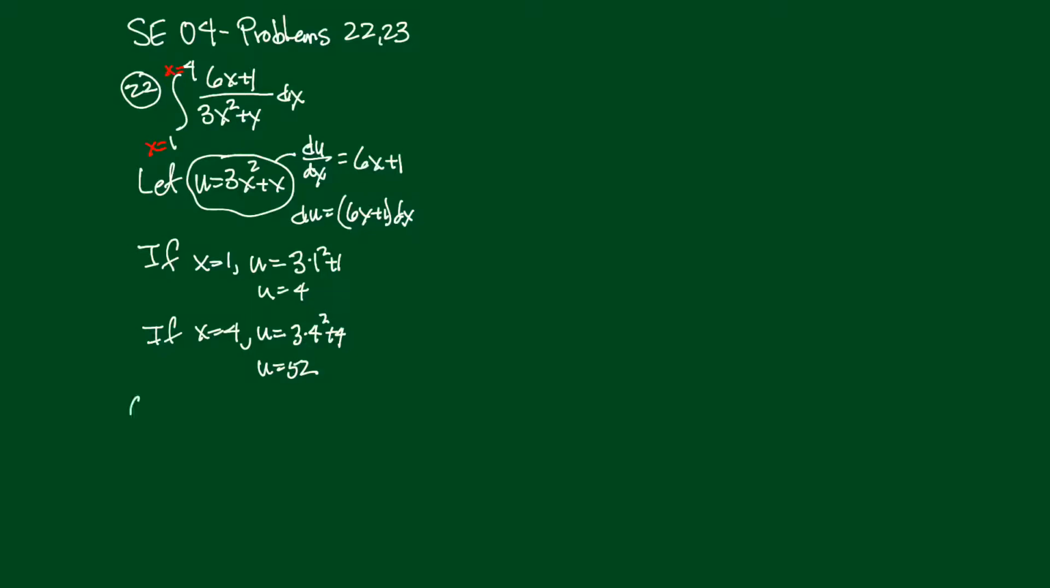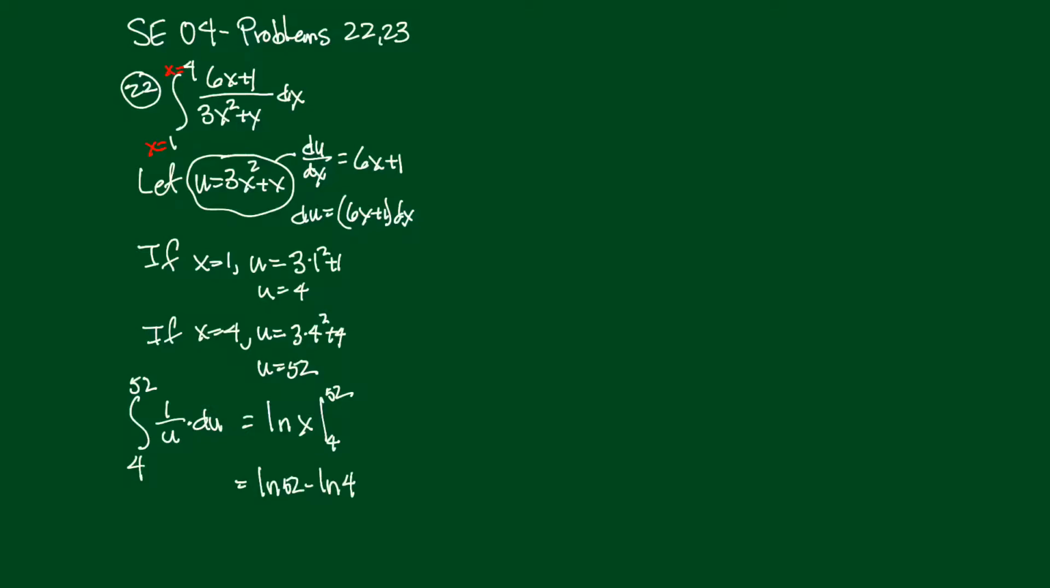So now our new integral is this. We're going from 4 to 52 of 1 over u, and then the rest of this, the 6x plus 1 dx, that was du. So we recognize this as a natural log. So this is going to be the natural log. I'm just going to write an x because these are positive numbers, and if I write absolute value of a positive number it is positive. So now we're going from 4 to 52. So put in the upper limit, natural log of 52 minus natural log of 4.